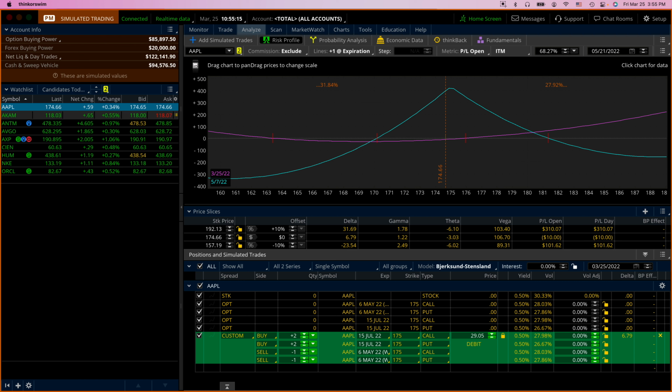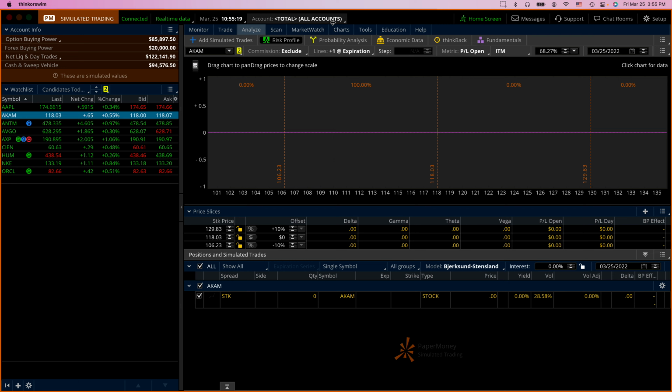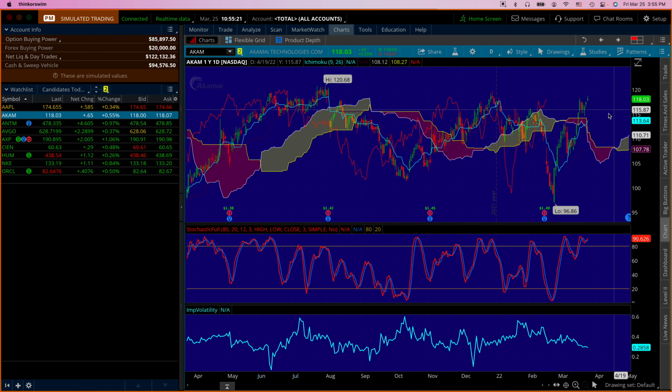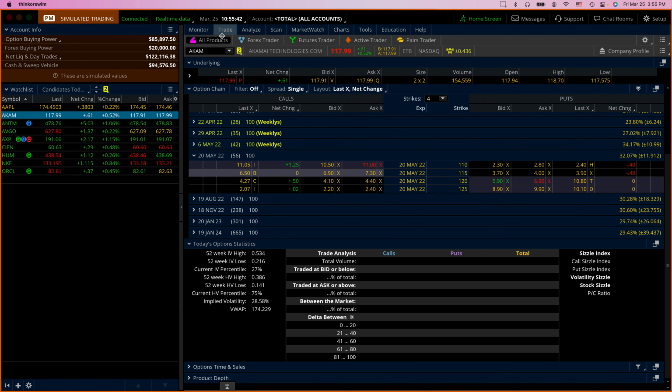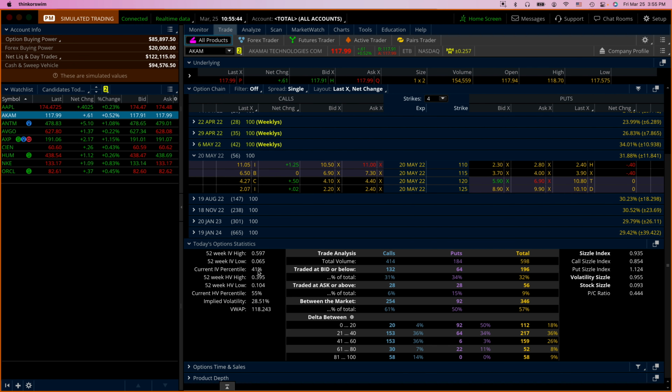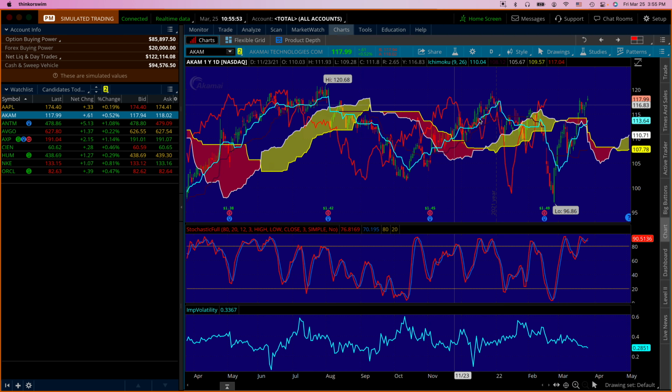Okay, let's move on to Akamai while we wait for that to fill. In the case of Akamai, it's moved very strongly, but the volatility is still quite high, though it's at 27. And the low point here is 10%. Okay, so let's go to the trade tab, sorry. And here we see that it's at 41%. That's way too high. I'm not comfortable with that at all. So Akamai is a no-go, even though everything else checks.